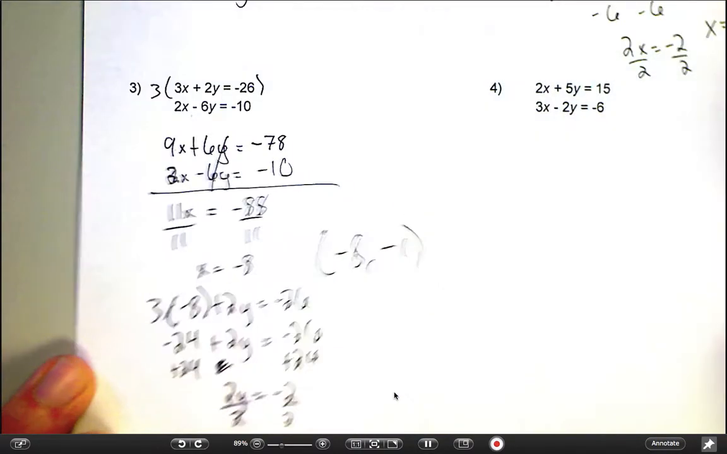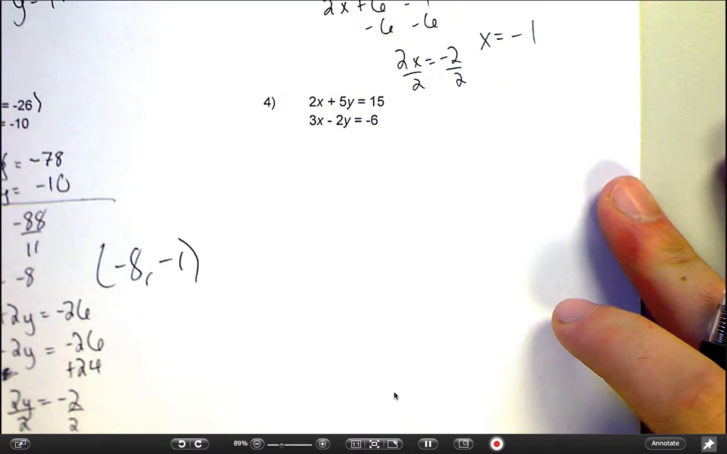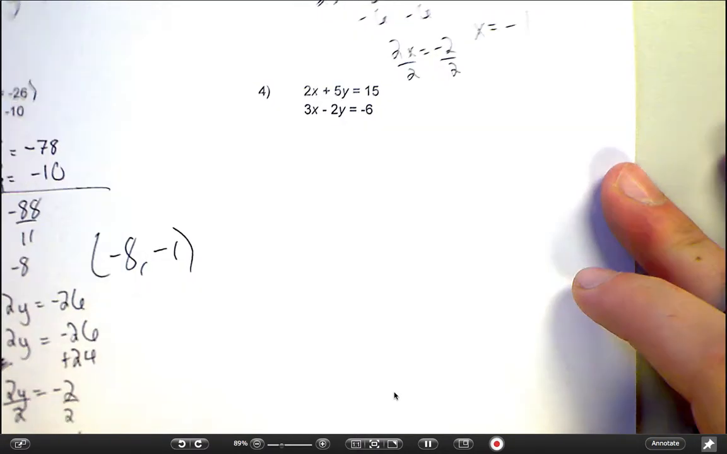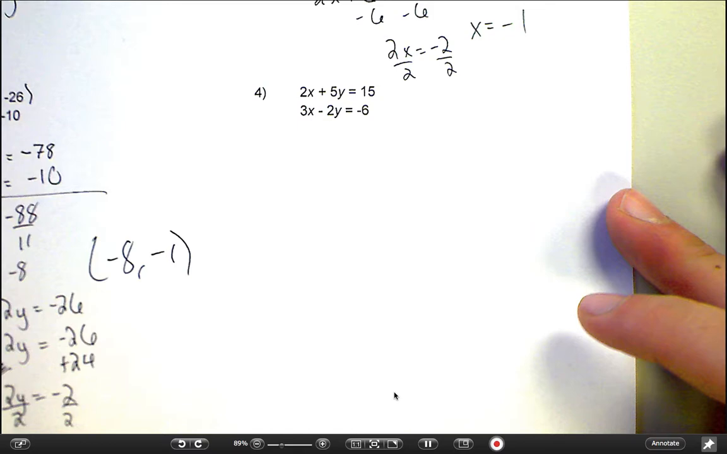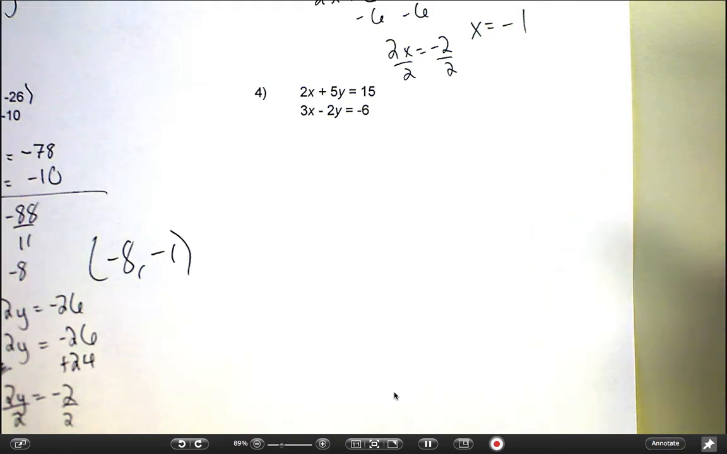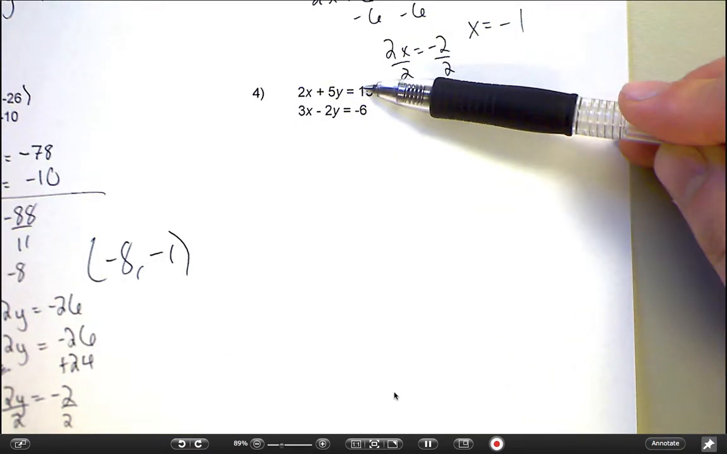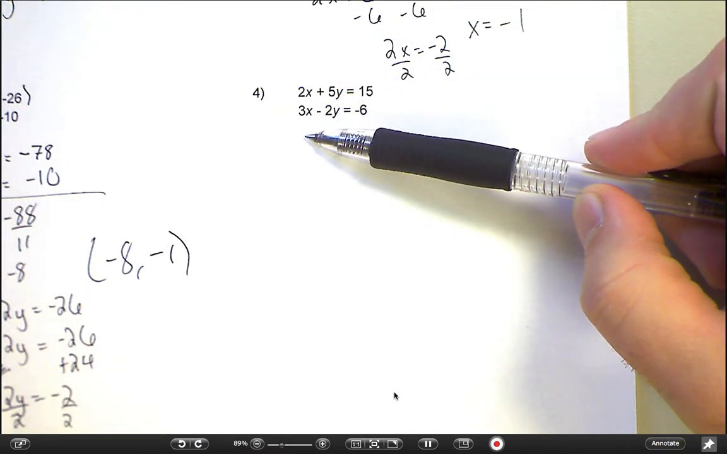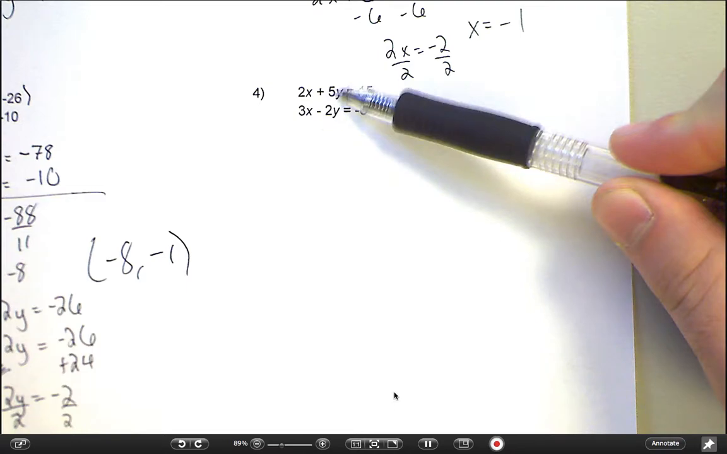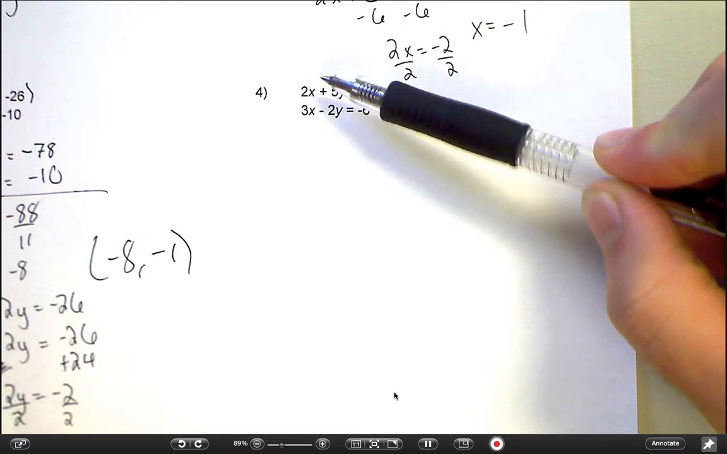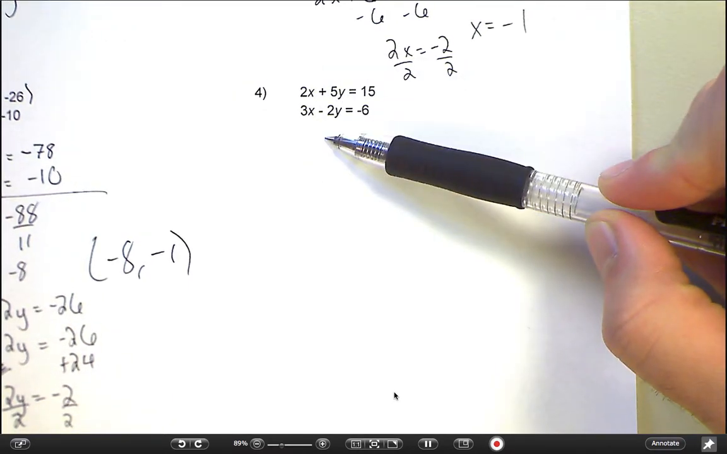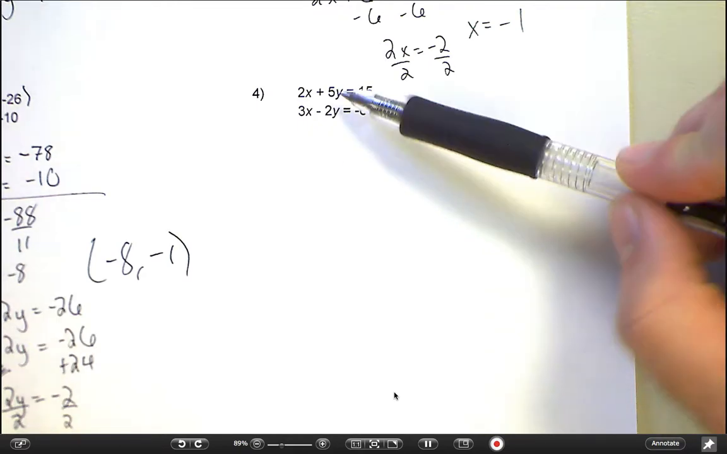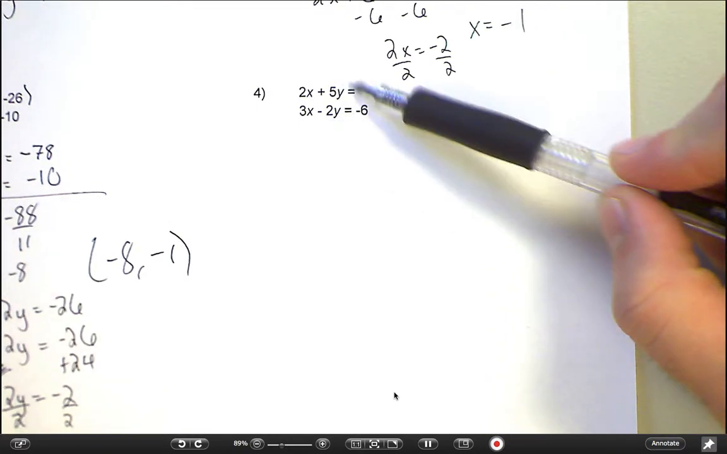Okay, and then the last one we're going to talk through here real quick is number 4. Number 4 is probably the trickiest one. It can get a little trickier from here, but this is about as hard as I can make it. Okay, if we look here, I'm looking for those same numbers with the opposite signs. So if I look, I don't have any of the same numbers. I do have some opposite signs here on the y's, which tells me if I'm going to pick which one to kind of mess around with, I'm going to try and get those y's to match.